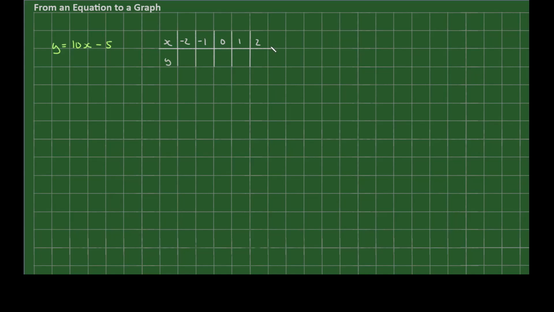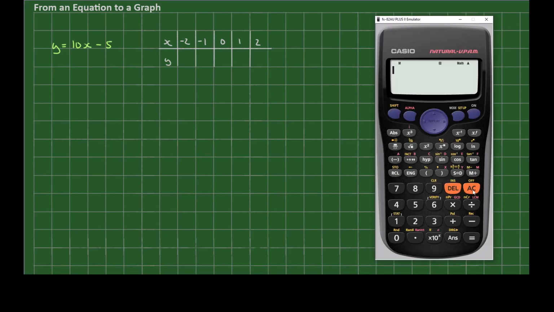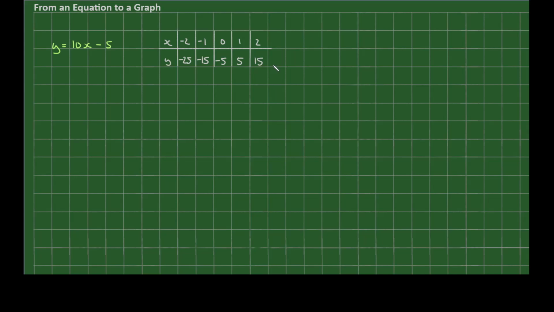Now, using the formula, I'm going to calculate the corresponding y values. When x is negative 2, I will have 10 multiplied by negative 2 minus 5. And that gives me negative 25. When x is negative 1, I will have 10 multiplied by negative 1 minus 5. And that will give me negative 15. Using the same process, I can calculate all of the corresponding y values. Let me do that quickly. And now that the table is complete, I have my ordered pairs, which means I can plot the points.